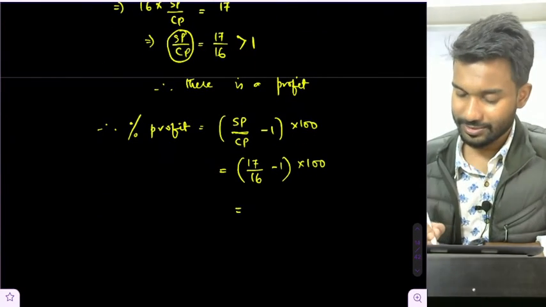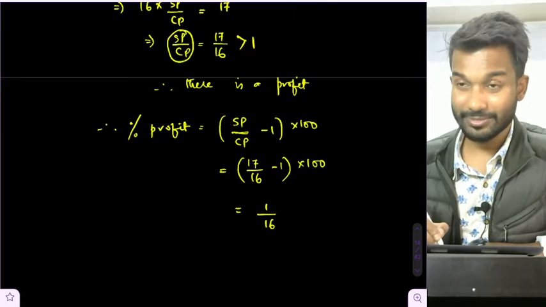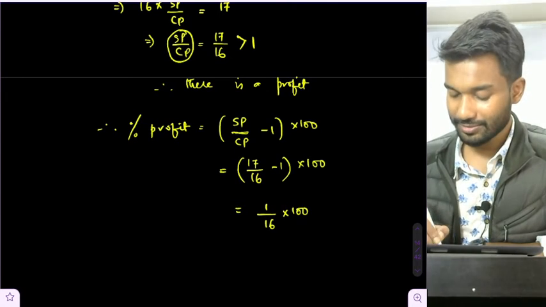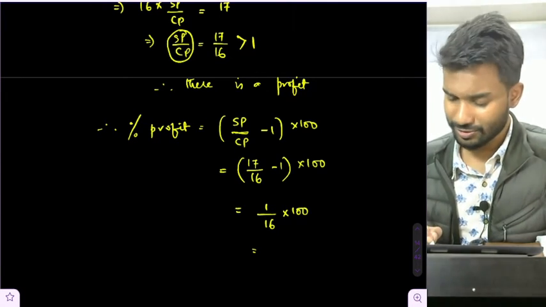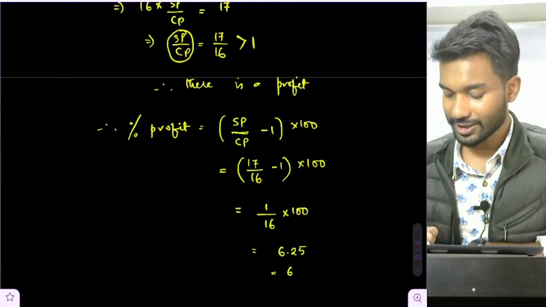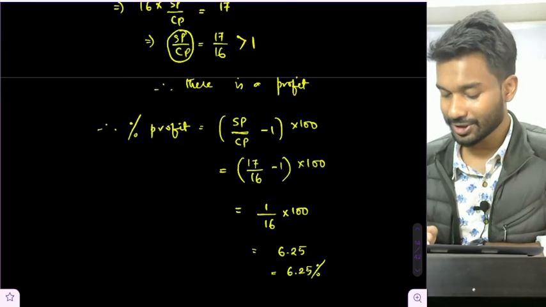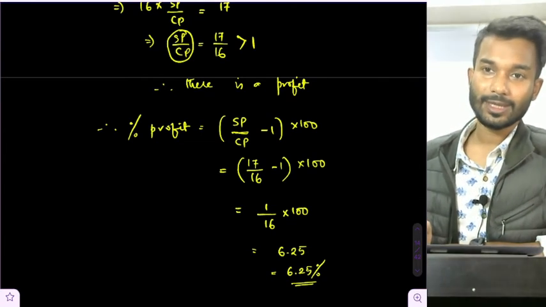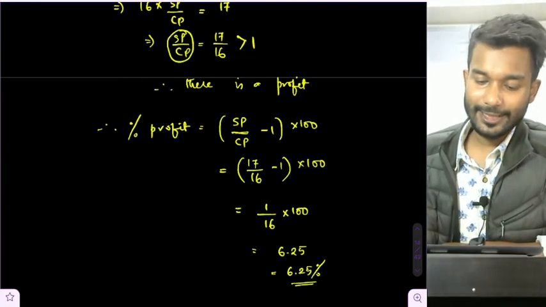Taking the LCM, you will get 1 by 16 into 100. So 1 by 16 means 6.25. We'll write the answer as 6.25% will be the percentage profit. I hope you have understood this problem.